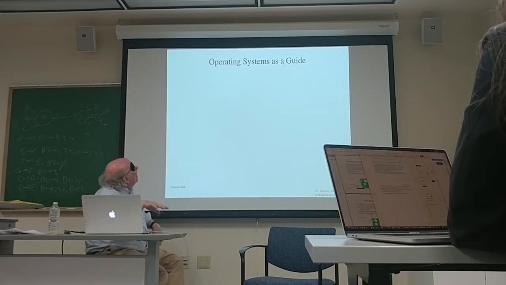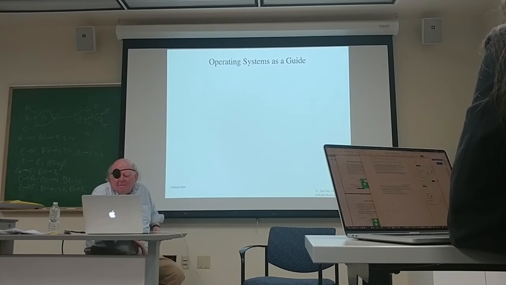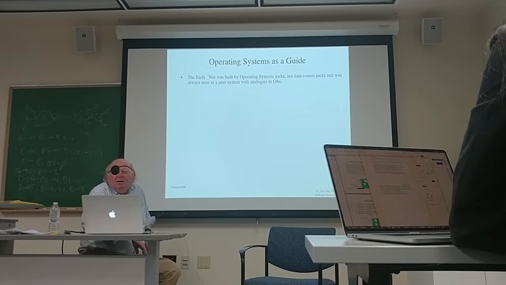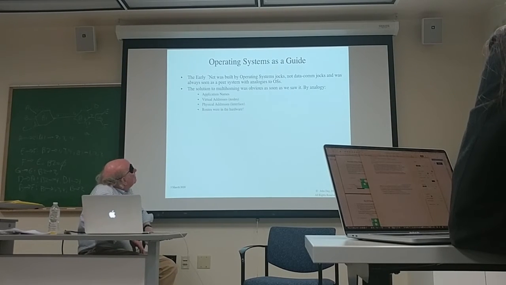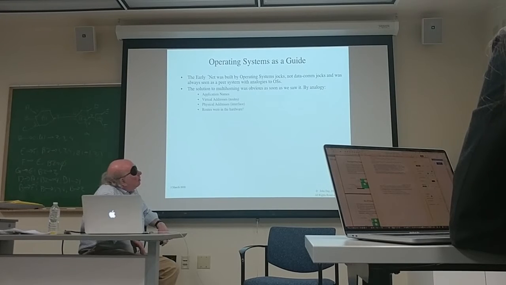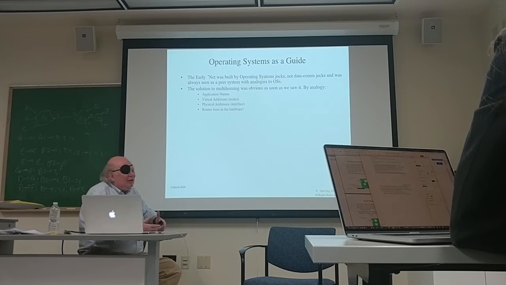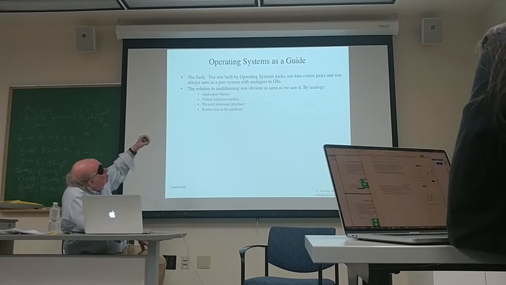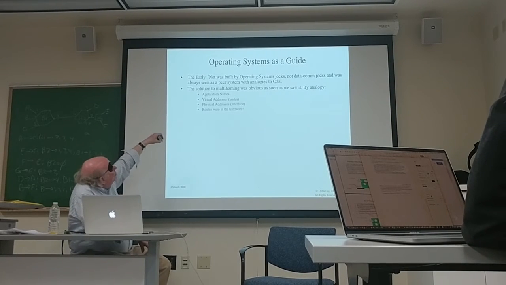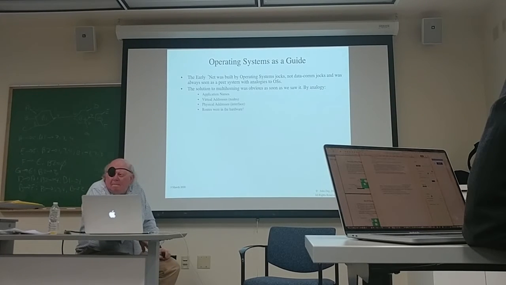Now, but let's go back to what we were trying to do here. We used operating systems as our guide. We looked at operating systems for a model for all of this stuff. And the solution to the multi-homing problem was obvious. Actually, I hate to say it, but I thought it was obvious, but it turns out that a lot of people didn't see it. By analogy, in an operating system, we have application names, virtual addresses, physical addresses, and the roots are in the hardware.